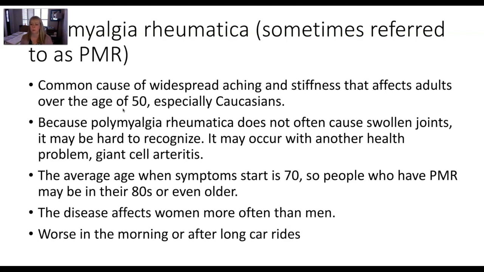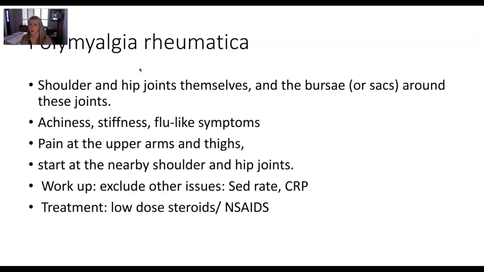If someone has temporal arteritis or giant cell arteritis, it can often occur with someone with polymyalgia rheumatica or PMR. It's worse in the morning and after long car rides, so think about that stiffness. So again, how do you distinguish that from osteoarthritis? Sometimes it can be difficult, and it can take a few visits to even hone that down to find out what's going on.